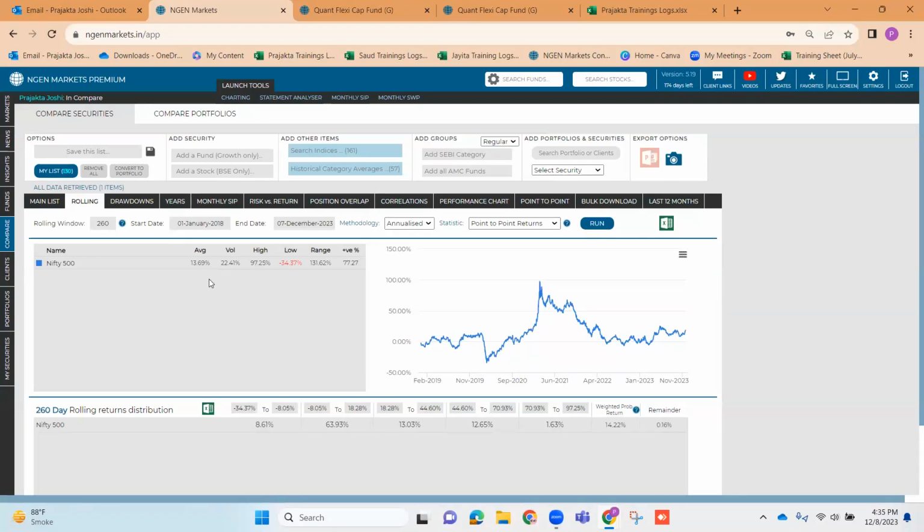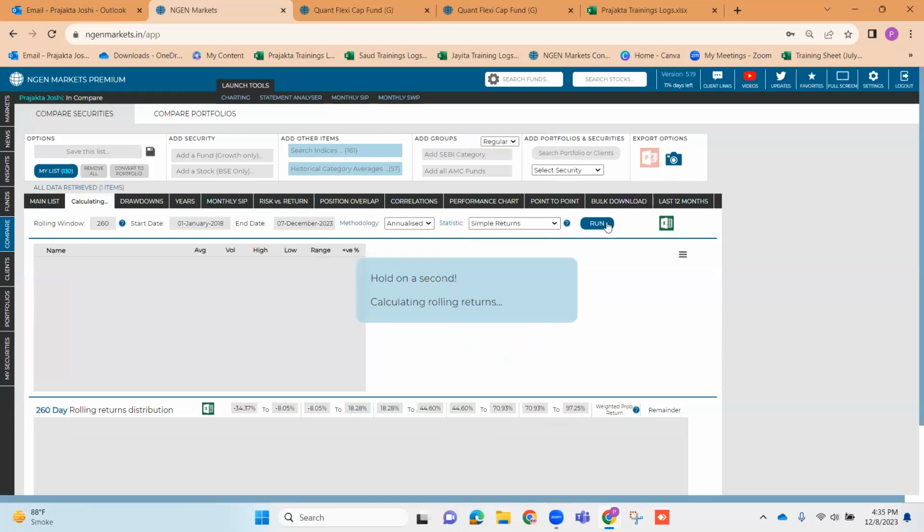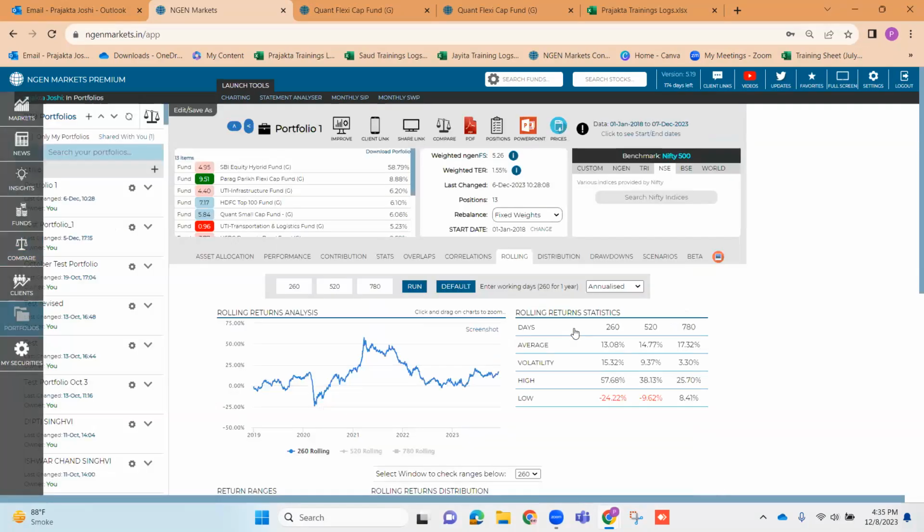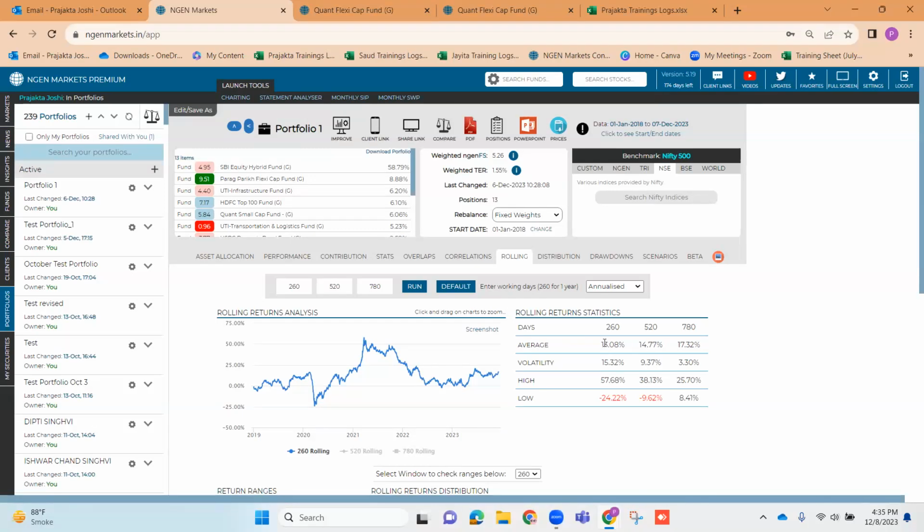In this case, we can see the average rolling returns of this particular index, which is 12.83%. On the other hand, the portfolio's average 260-day return is 13.08%. So this is what you can do right now. But it cannot be plotted anywhere into this, because in case we have to share it with the client to make him understand whether this portfolio is performing better than the benchmark, then we have to take a separate sheet from there.